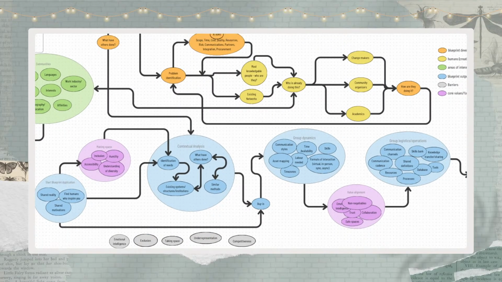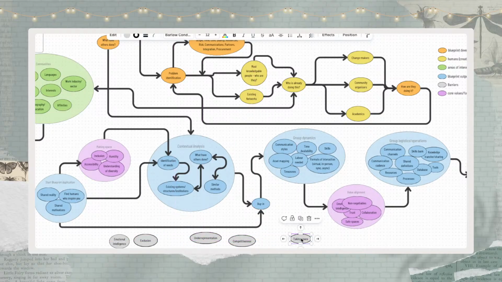Because in contextual analysis, we have what is needed, what others have done in regards to the existing systems, infrastructures, institutions, and so I think they are more part of the dynamics of a group, or conditions that we want to evaluate as a whole to prepare the blueprint, like we did for making space, for example. We have there several features: inclusion, accessibility, humility, understanding of diversity.